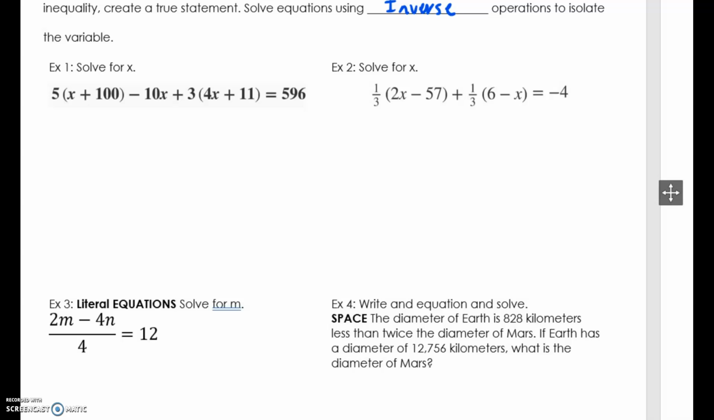So we're trying to solve for x. There's a lot going on here, but I think a lot of us are familiar with the process of starting with the distributive property if we see parentheses, then transitioning to combining like terms, and then using those inverse operations. So I do see parentheses. I'm going to start by distributing.